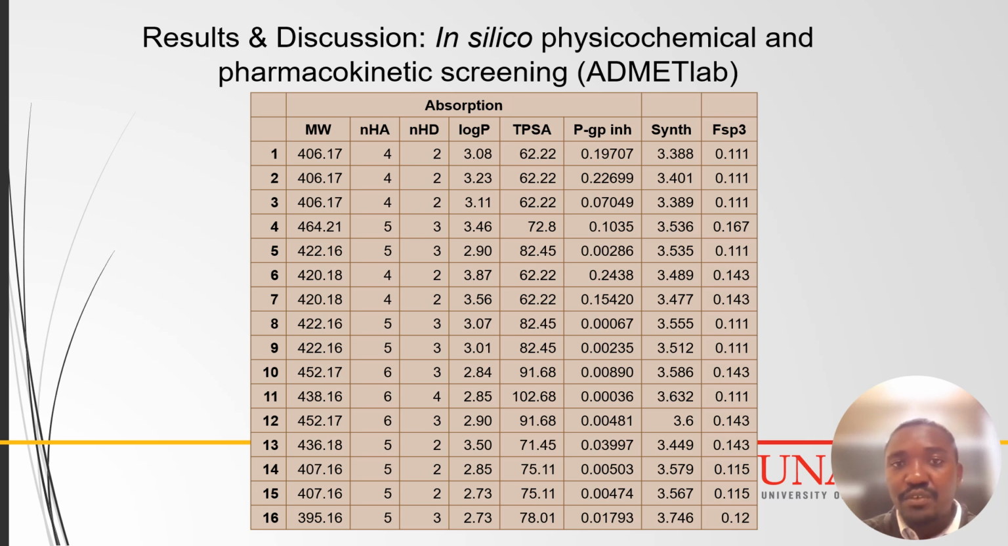And then in terms of fraction of sp3, this fraction sp3 is directly related to solubility. In terms of our compounds, the sp3 is really very low. So again, it's possible that we might have issues with solubility. And then the last aspect that I also wanted to mention here is that since we have low total polar surface areas, it could also mean that all these compounds will easily be excreted out through urine.